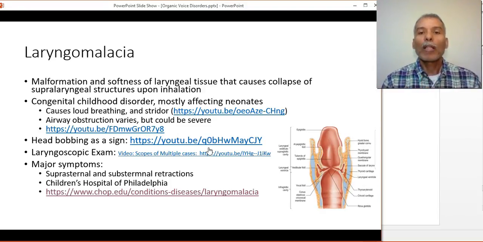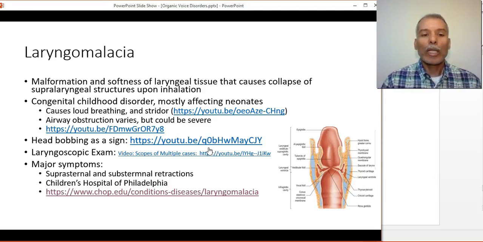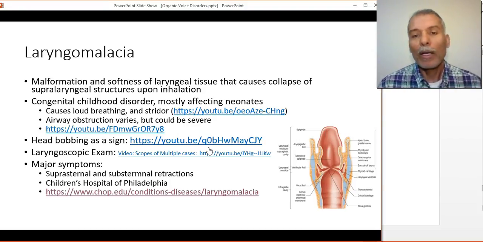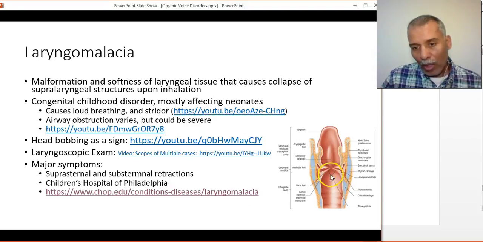Laryngomalacia is a kind of malformation of the laryngeal area, particularly involving softness of the laryngeal tissue. Malacia itself means pliability. It means softness, and it usually involves a lot of malformations, and typically it threatens the airway. So it blocks the airway, and it could be at the level of, for example, above the glottis, below the glottis, or under the glottis.